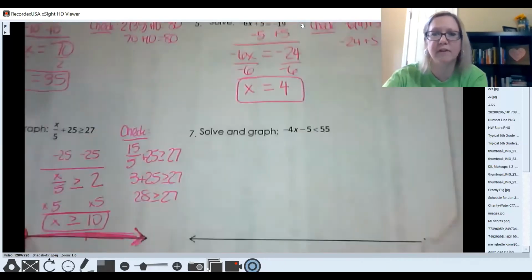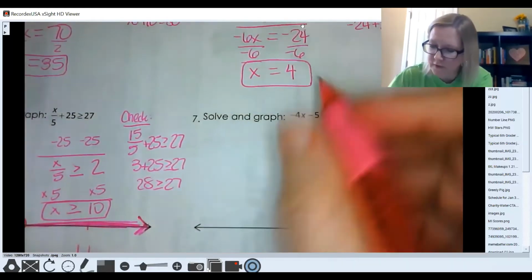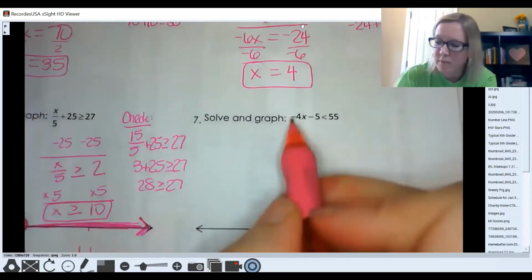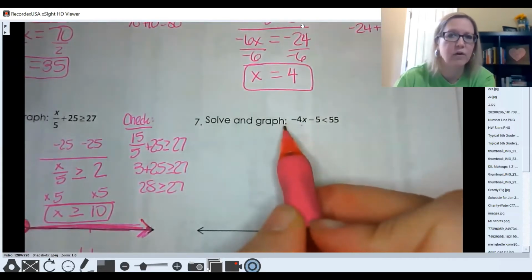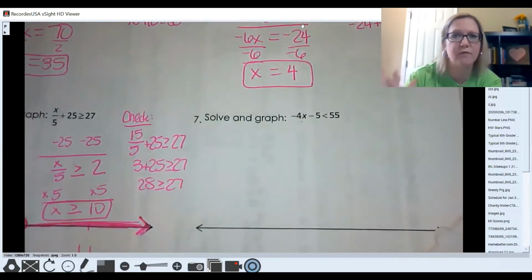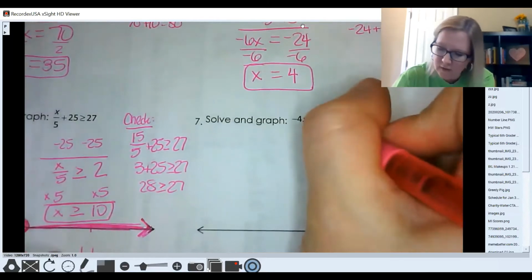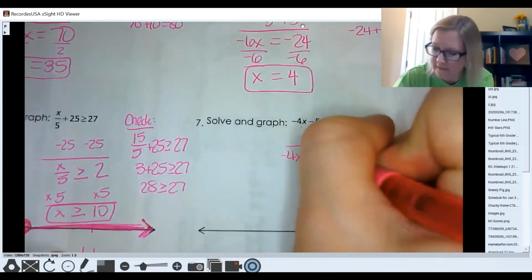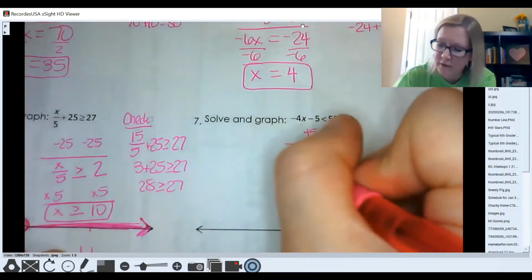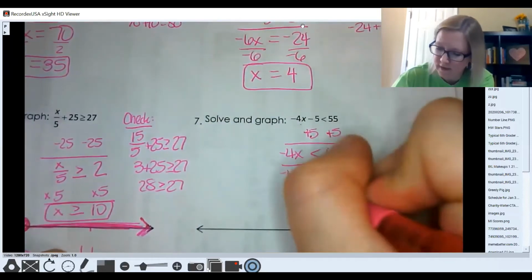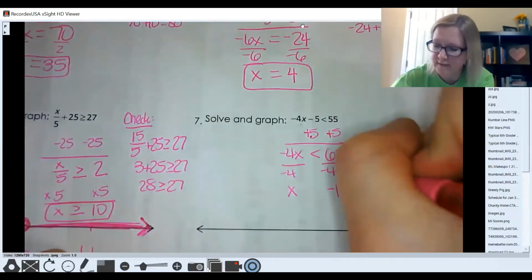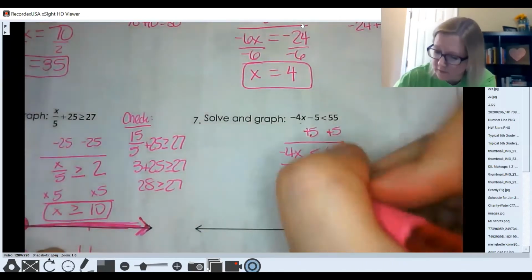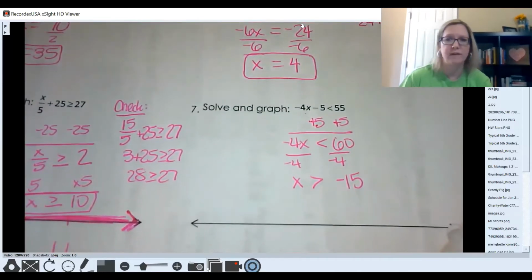All right, problem number 7. The first thing I notice on this one, keep this in mind, is I'm multiplying x by a negative. So I know I'm going to end up flipping the symbol or reversing the symbol. But I'm going to add 5 on both sides. That gives me negative 4x is less than 60. Now I'm going to divide by negative 4. And I have x, and 60 divided by negative 4 is negative 15. Since I divided both sides by a negative, I have to reverse the symbol, so it's going to become greater than negative 15.